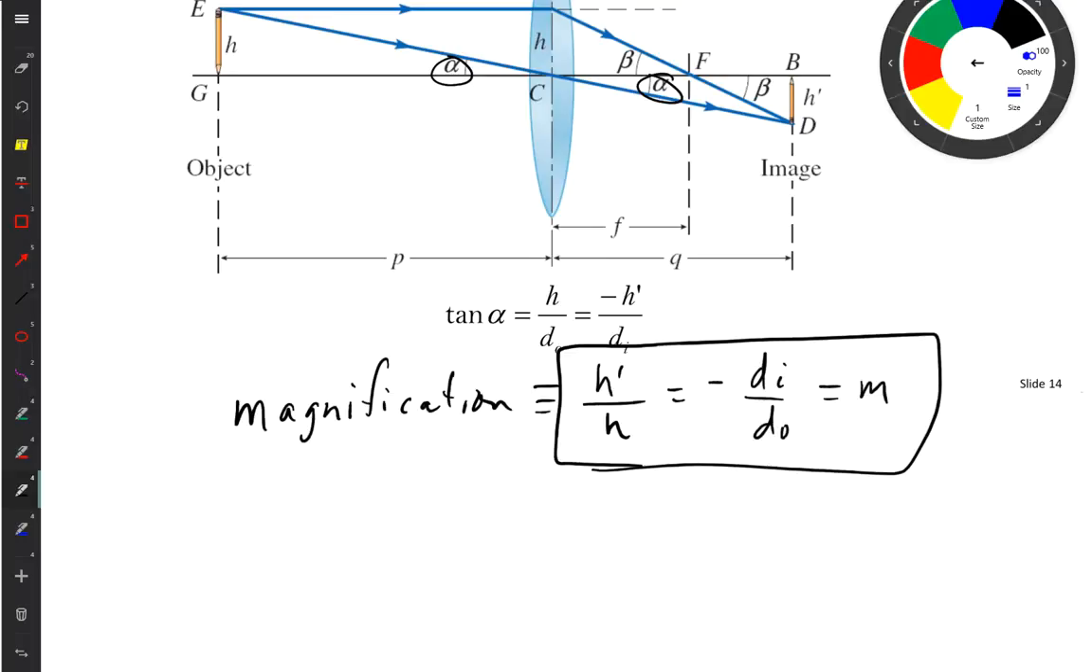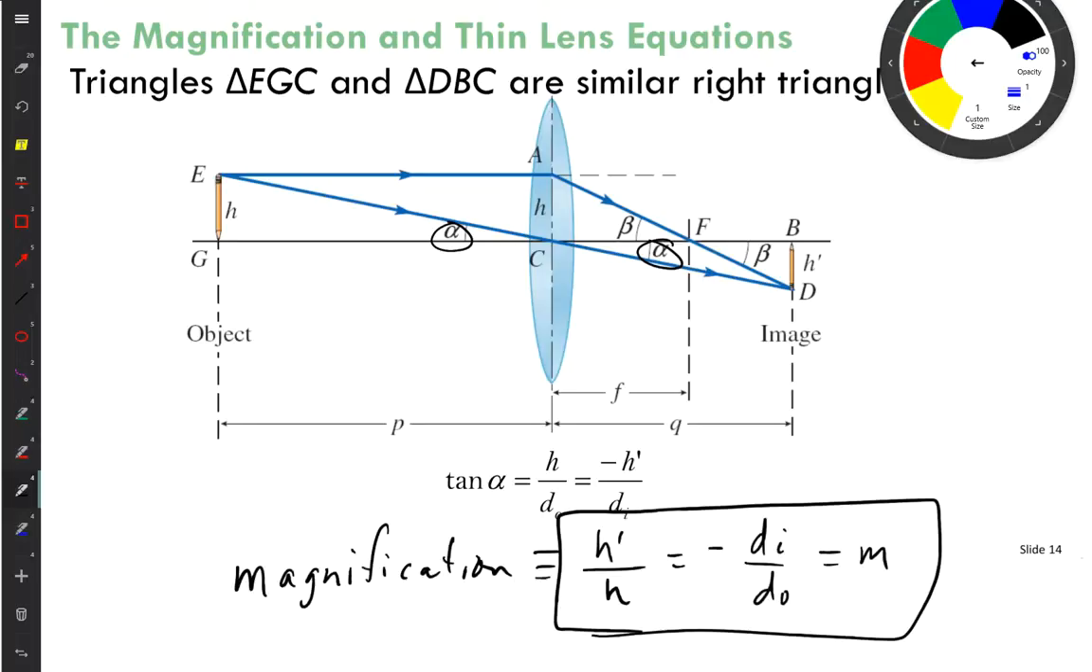It means that it's inverted. So the minus sign tells us if it's inverted or not. If the magnitude is bigger than 1, it's enlarged. If the magnitude is less than 1, it is diminished. So there's one relationship. Now the other relationship, of course I had that.